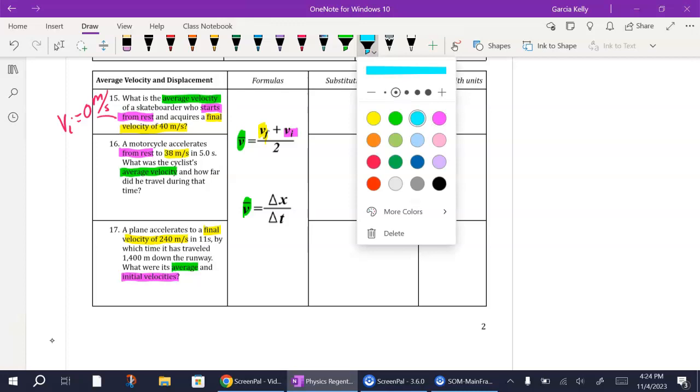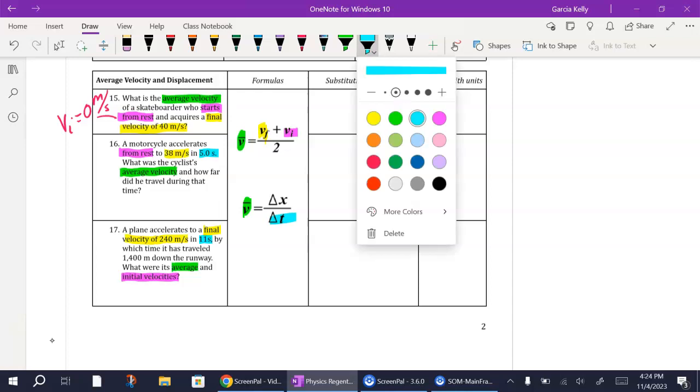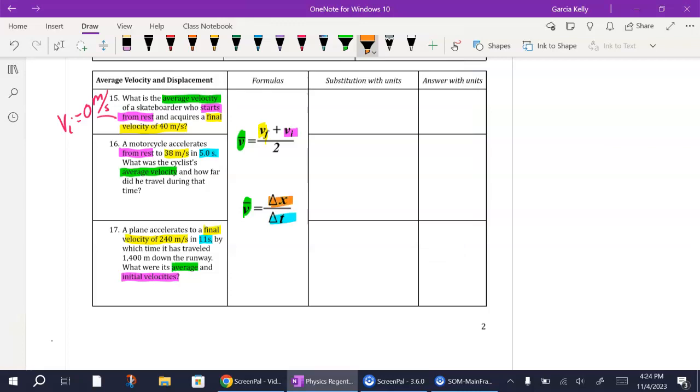Next, let's look for time. So anytime I see seconds, 5 seconds, 11 seconds. And lastly, let's take a look at distance, displacement, in x. So in the first problem, how far did he travel? Traveled 1,400 meters down. Okay, so let's go ahead and use that to solve this.